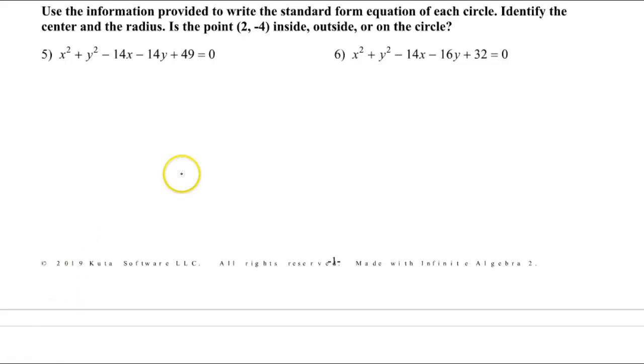In this video, I will show you how to take the general form equation of a circle and turn it into standard form, and then we'll answer some key questions about the circle, like what's the center, what's the radius, and is the point (2, -4) inside, outside, or on the circle.